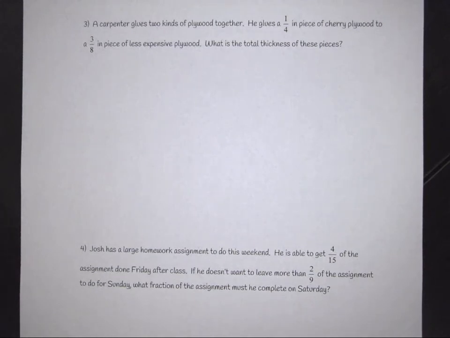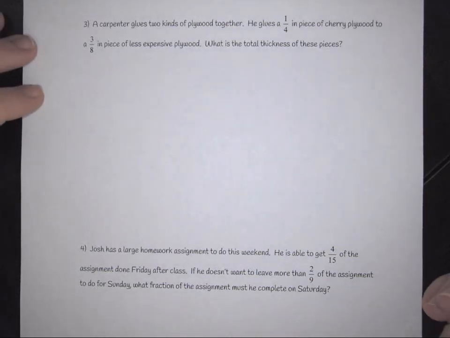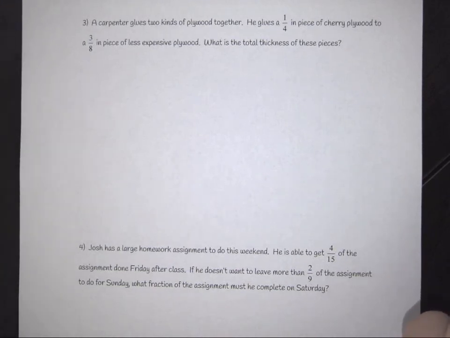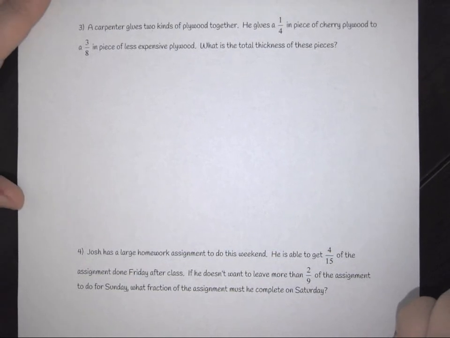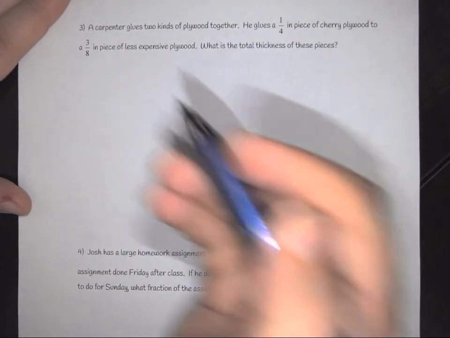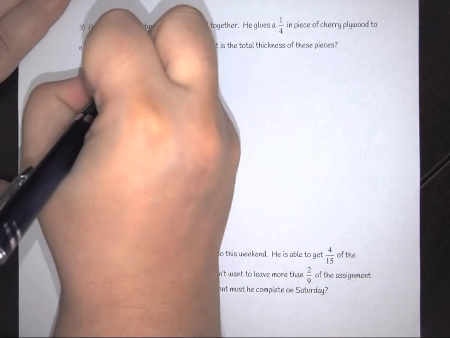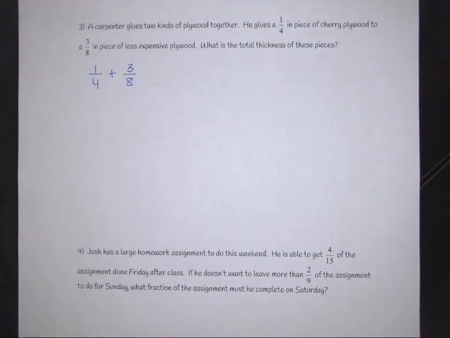Alright, the next example I have says that a carpenter glues 2 kinds of plywood together. He glues a 1/4 inch piece of cherry plywood to a 3/8 piece of less expensive plywood. What is the total thickness of these pieces? So that says I'm going to do 1/4 plus 3/8.